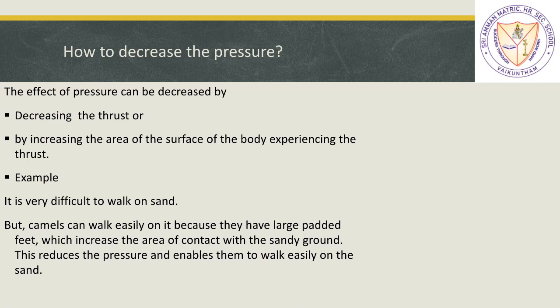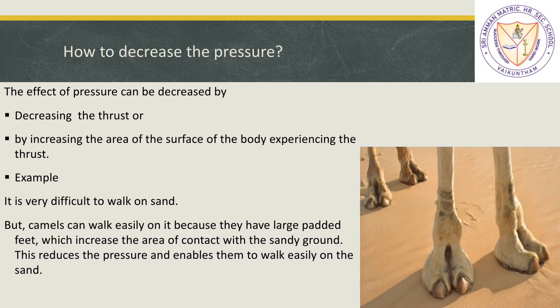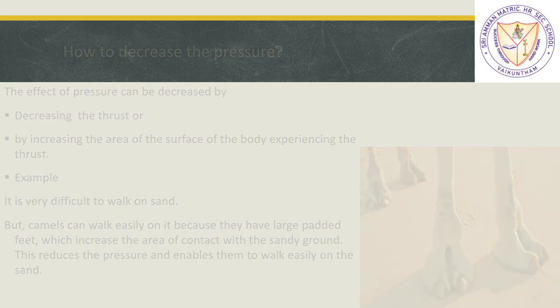So we know that by increasing the area of contact, we can decrease the pressure, right? You can see this is the feet of a camel. They have large padded feet, very large and broad compared to ours. So what happens? Area of contact is more, so the pressure will be less. So it becomes very easy for camels to walk on sand. That's why we see more camels in deserts, right? So that was one example.